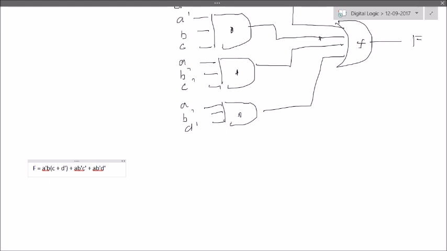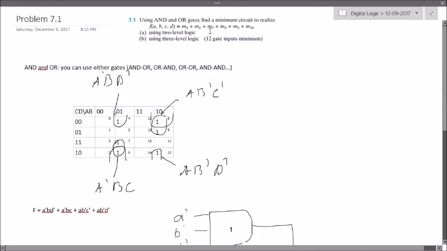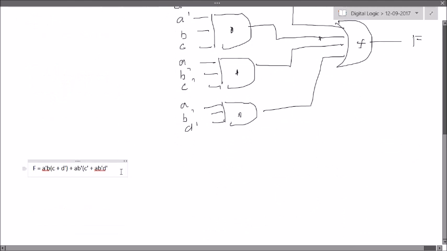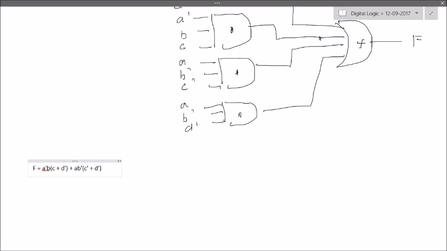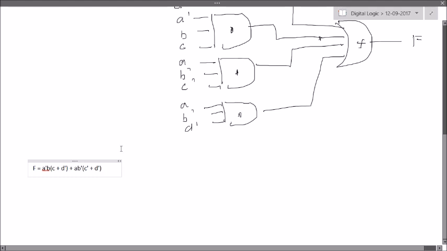Now this by itself is already a three-level circuit, okay? But let's see if we can factor anything else. If we factor A B prime, because if you don't factor out everything, we cannot reach the minimum 12 gates, okay? So we need to factor as much as we can. So we factor A B prime, we get C prime plus D prime. Alright, so this should be enough. And if we draw a circuit from this function, we should get a three-level circuit.